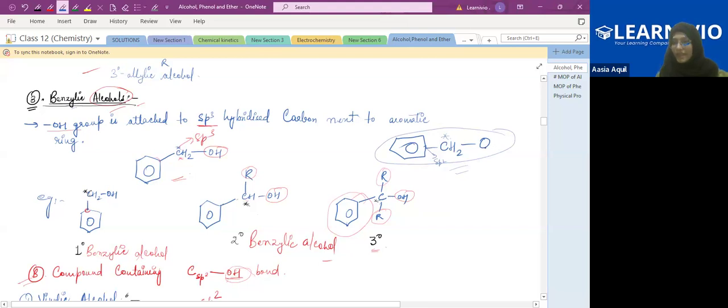Here the linkage with the ether is there, so we call it a benzyl group. Benzene with the CH2 group is known as benzyl.